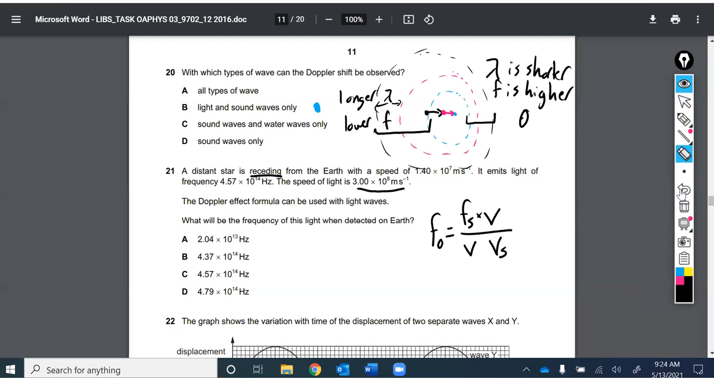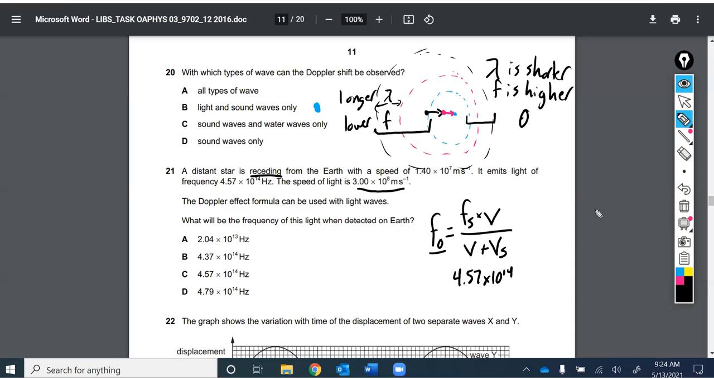Things move away, add away. What will be the frequency of this light when detected on Earth? So we're solving for the left side. It's already the subject, and we can just make some substitutions. It tells us that the light has a frequency of 4.57 by 10 to the 14. So that's in the visible part of the spectrum. We can see around frequencies of 10 to the 14.